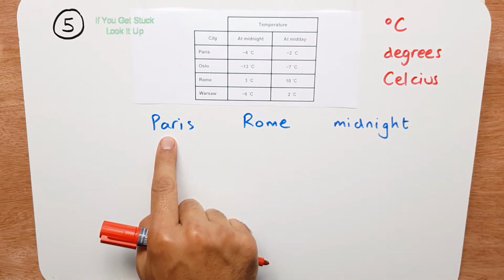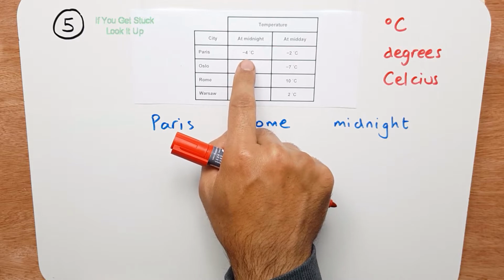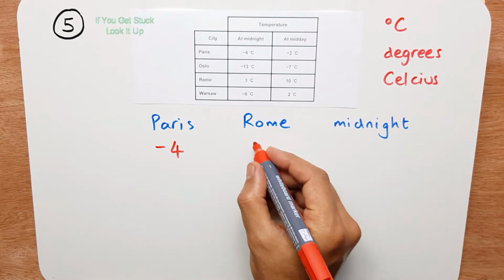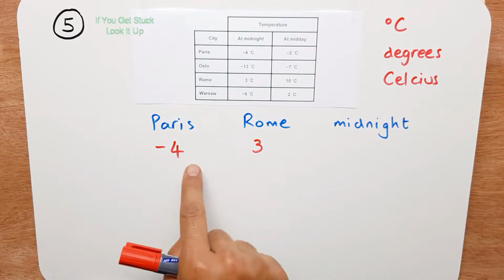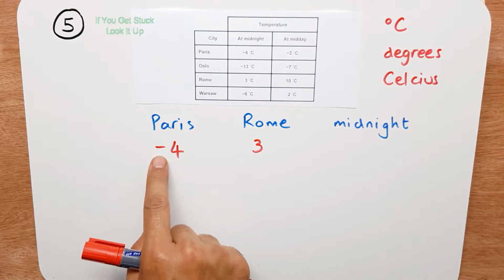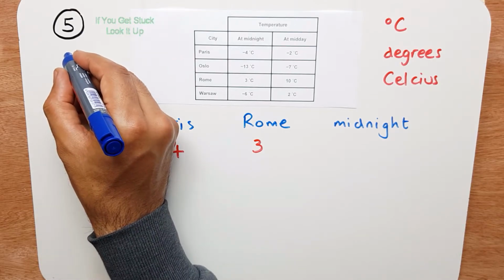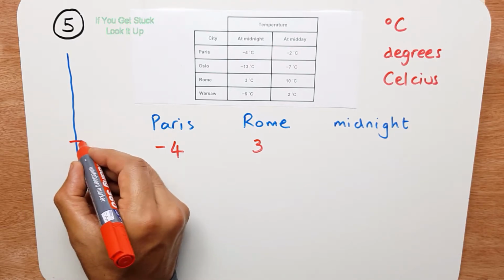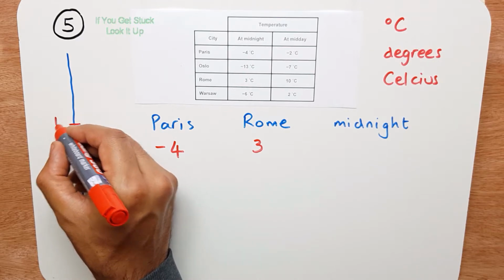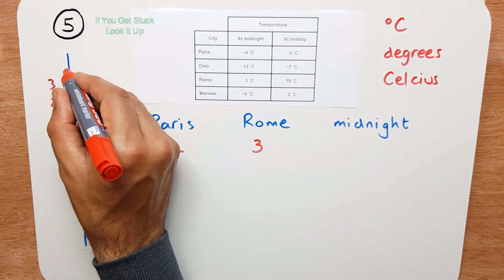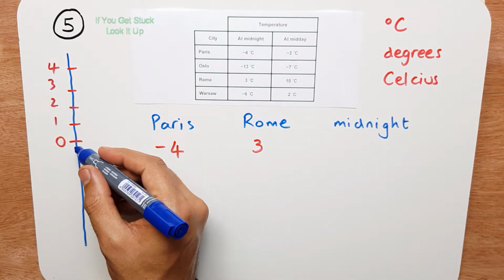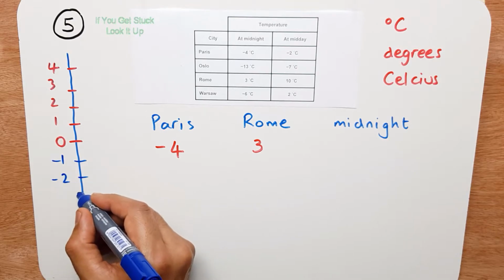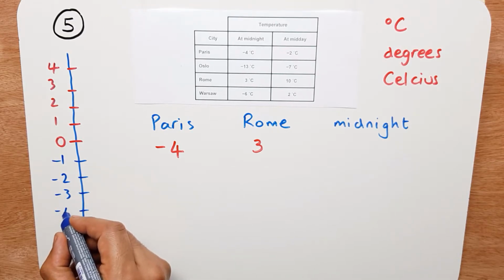Now the temperature for Paris at midnight was -4 degrees Celsius, or -4. And the temperature for Rome was 3 degrees Celsius. And we can see that Paris is colder because it's -4. So if we did a thermometer line or a number line, there's 0, there's 1, 2, 3, 4, and so on. And when you start going below 0, it'll be -1, -2, -3, -4, and so on.